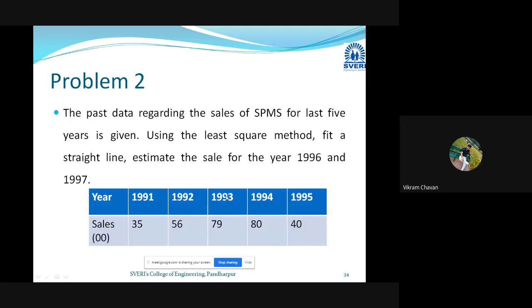So 1993 will have 0 deviation. X value becomes 0 for 1993, for 1994 it will become 1, and for 1995 it will become 2. In the same manner, for 1992 it will become -1, and for 1991 it will become -2.